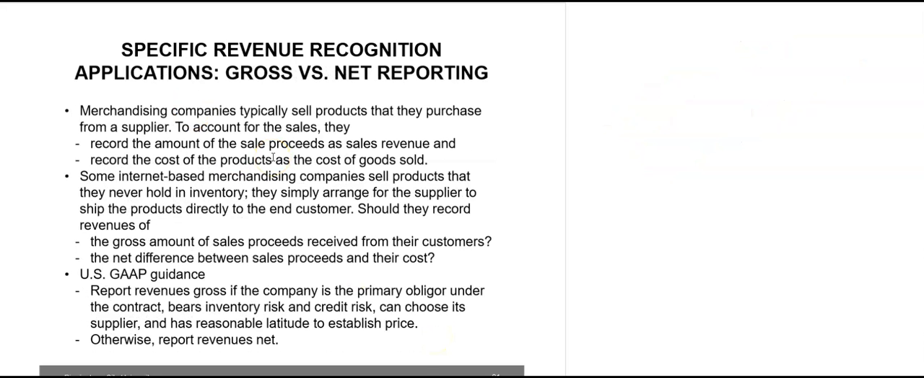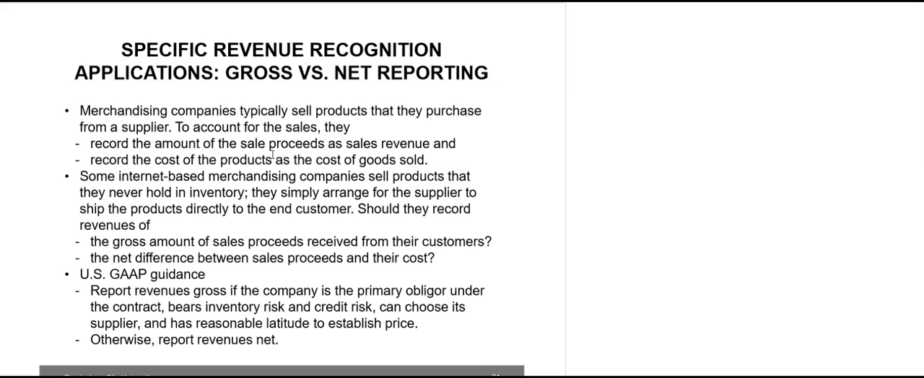Another revenue recognition issue that became particularly important with the emergence of e-commerce is the issue of gross versus net reporting. Merchandising companies typically sell products that they purchase from a supplier. In accounting for the sales, the company records the amount of the sale proceeds as sales revenue and the cost of the products as the cost of goods sold. As internet-based merchandising companies have developed, many companies sell products that they never hold in inventory. They simply arrange for the supplier to ship the products directly to the end customer.